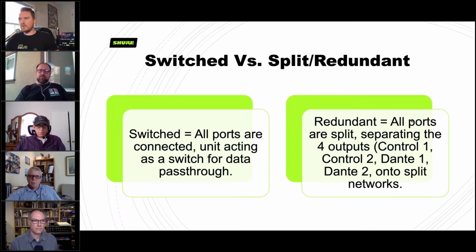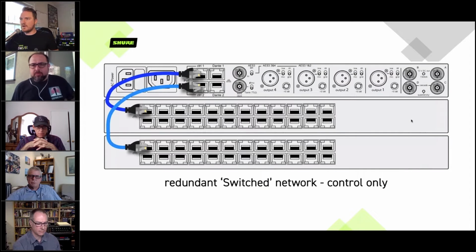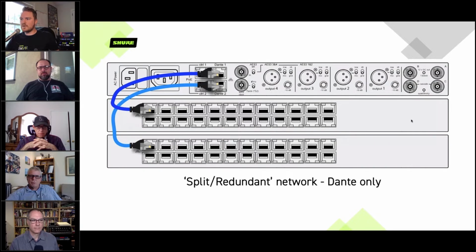What does that look like when networked? Here is your single switched network. So this is just control into one switch. You could have multiple devices coming out of the 4-port switch on the Axient Digital there, and it would just pass that control network through. Redundant switched network, this is control only. So now you've got a control 1 and a control 2 on 2 separate switches, giving you a redundant setup of your control. Here's a split redundant of your Dante only.